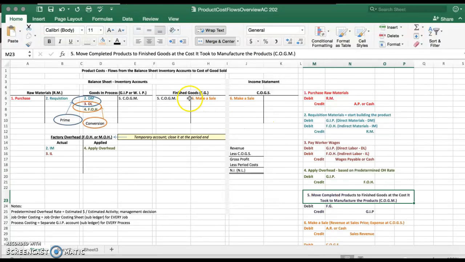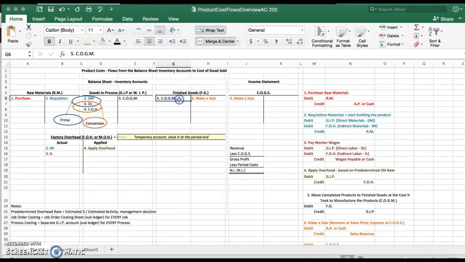So then we're going to move things once they're finished to cost of goods sold. So we have our account in cost of goods finished, cost of goods ready to be sold. So they'll sit here in finished goods until we make a sale. Okay, so once we make a sale, we'll debit AR or cash depending on how the person pays, and we will credit sales revenue. So we have our income statement here.